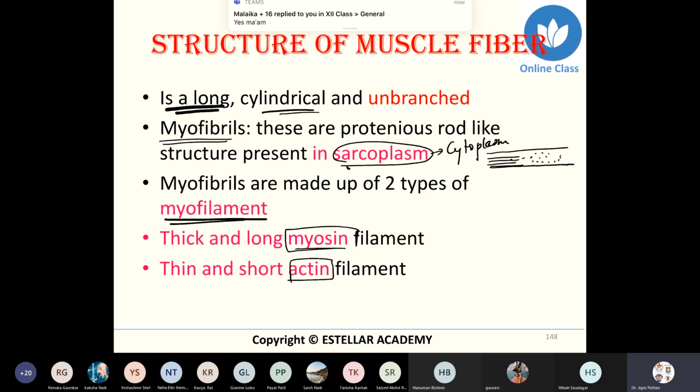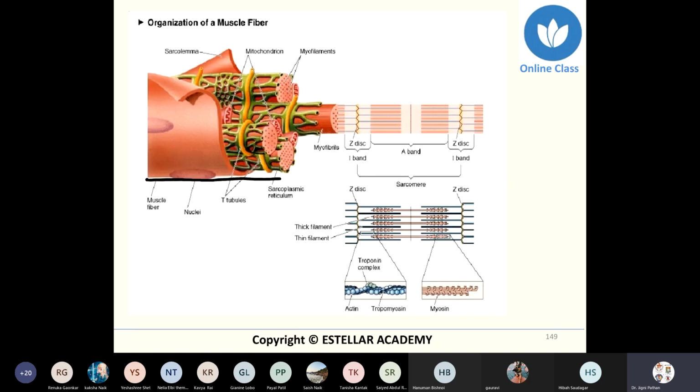If you see here, the outer covering is called sarcolemma. The plasma membrane of the muscle fiber is called sarcolemma. The cytoplasm is called sarcoplasm. So first, the outer is sarcolemma. Inside you get sarcoplasm, that is cytoplasm. In that cytoplasm you find myofibrils. This myofibril is made up of myofilaments.